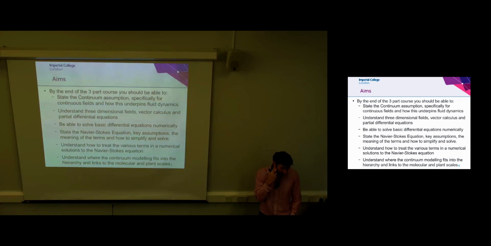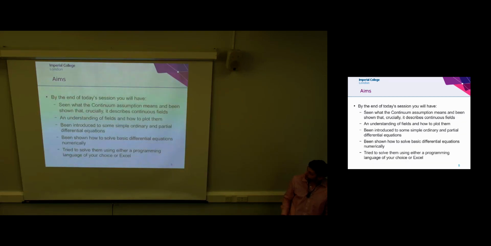Hopefully you'll be able to state the Navier-Stokes equation, identify the key assumptions and the meanings of the terms, and be able to simplify this and solve it in simplified cases. And with this, hopefully an understanding of how this links to the lower level models, molecular dynamics in particular, because that's the next one, but maybe quantum, and then also how this would fit within, say, plant scale modelling, which we'll cover again next week with Niall. Yeah, and this place within that.